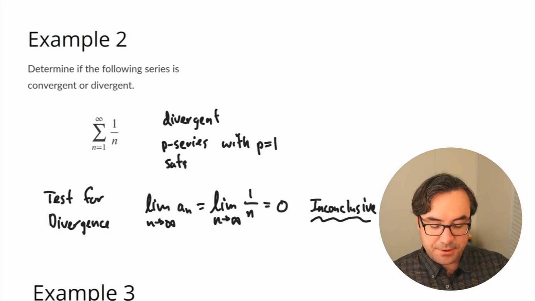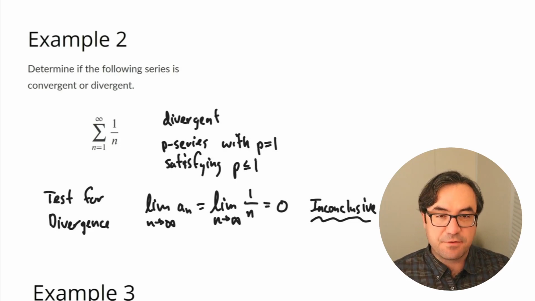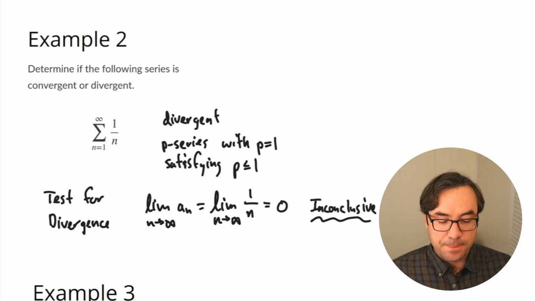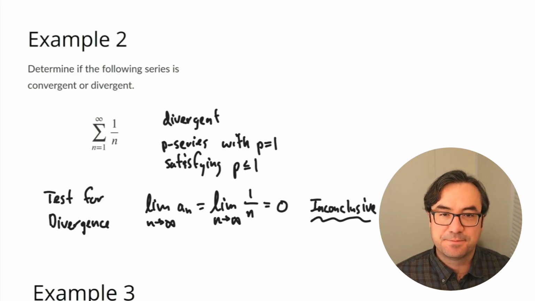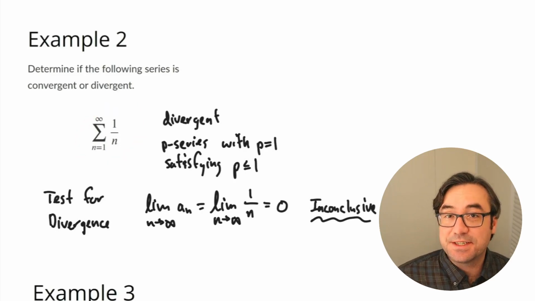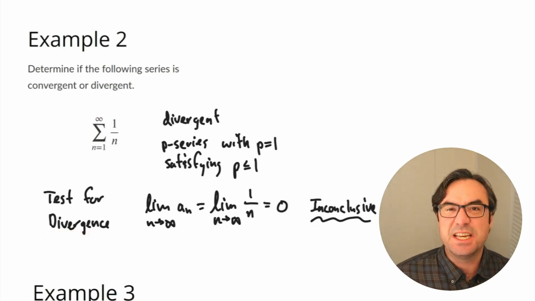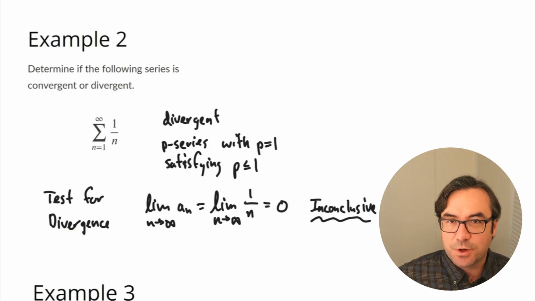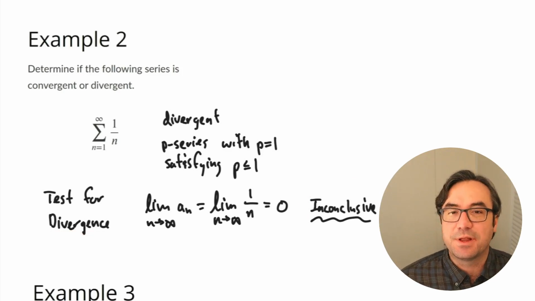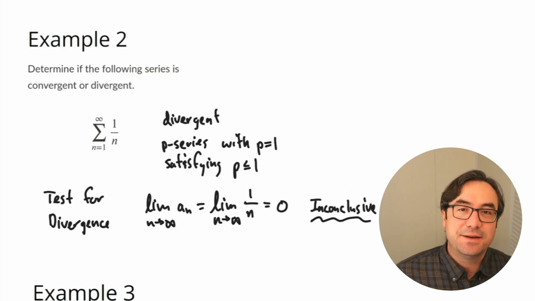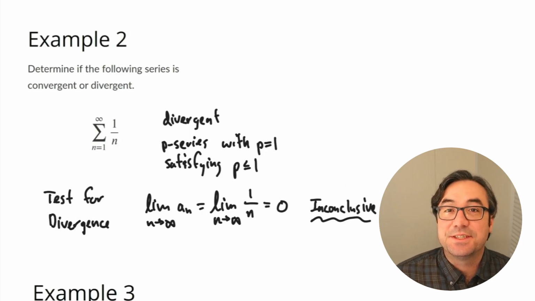And p-series diverge when p is less than or equal to 1. So in this case, we have this series that diverges even though our test for divergence gave us this inconclusive result. So we're going to see, in class, we'll see another example like this where the test for divergence is going to be inconclusive, but kind of the opposite happens. The series converges. So we'll save that for class.